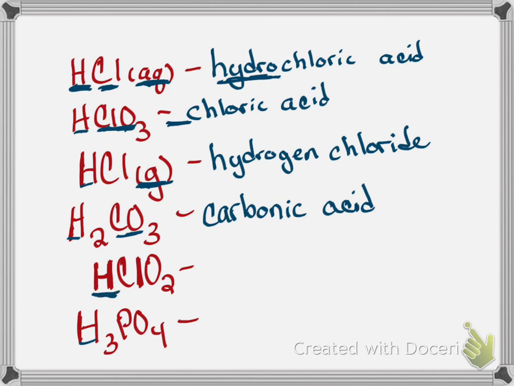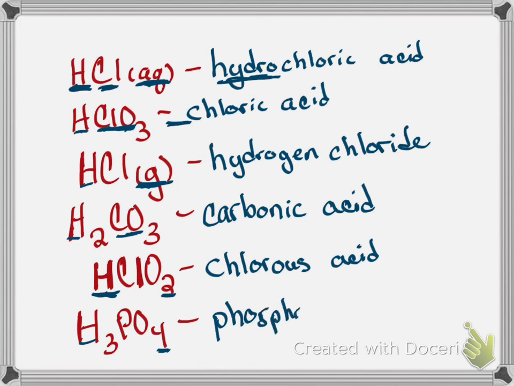Last two for the day, and you have HClO2, chlorite. So we have chlorite instead of chlorate now. So this would be chlor, but we change the ending to "ous" and add the word acid. And then the last one we have is PO4, which is phosphate. Notice we're not using the prefix hydro on the last two. We're not going to use hydro here either. So instead of phosphate, it's phosphoric acid.